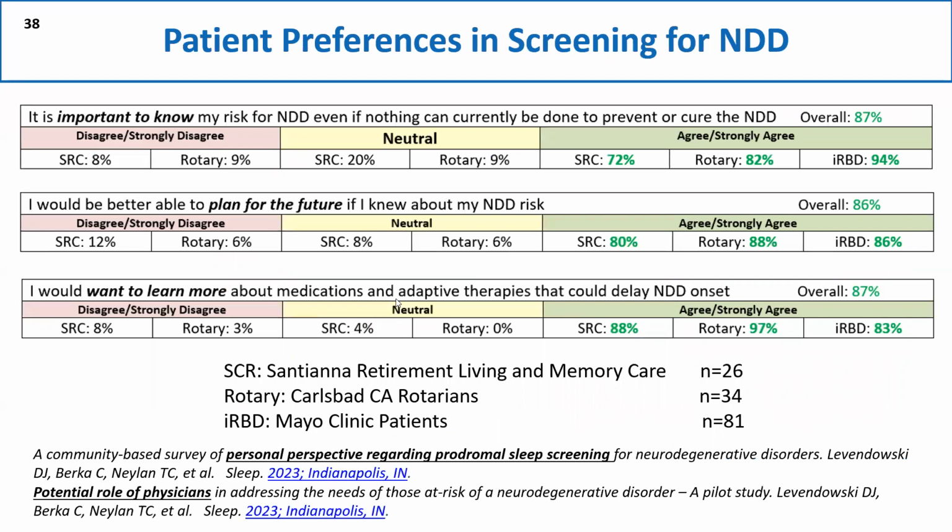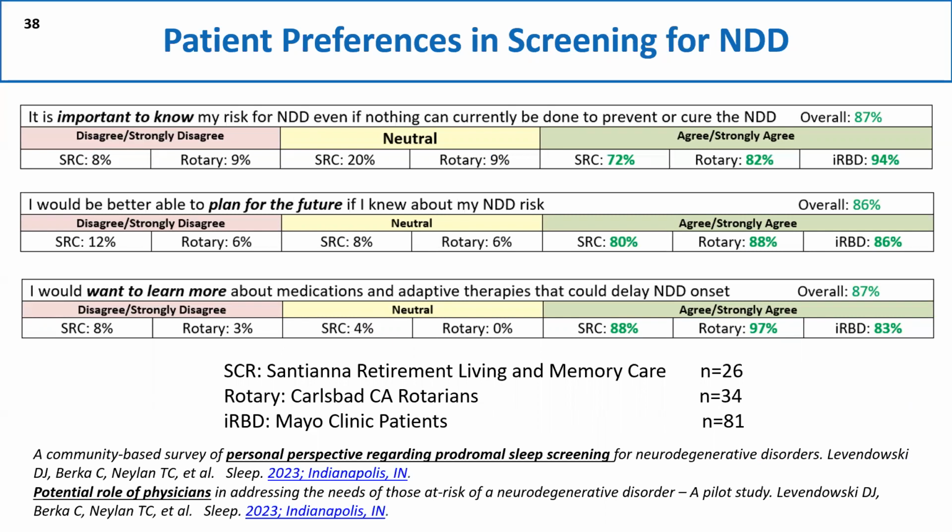The last thing we're doing: we have these great biomarkers. I just showed you how they're going to be able to help us in identifying different types of neurodegenerative disorders. The question is, the general public, are they ready? Do they want something like this? Would they want to know if they were at risk?